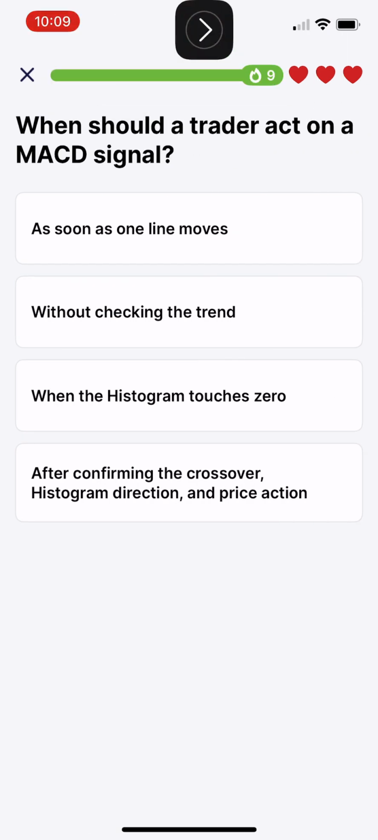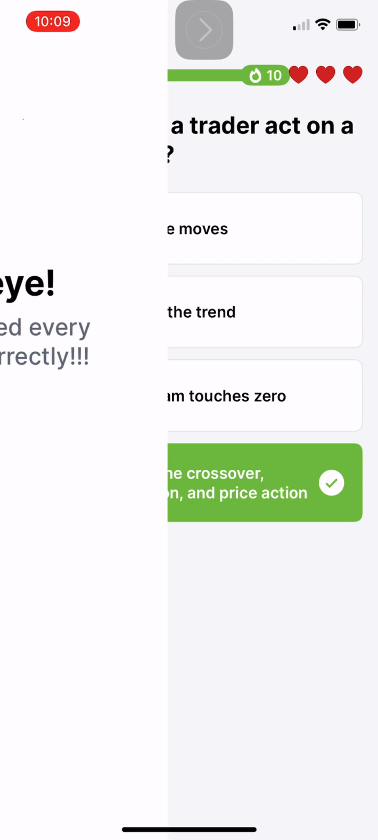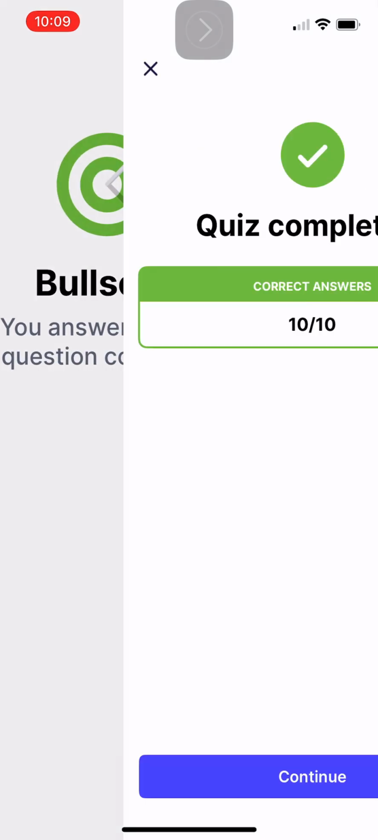Nine. When should a trader act on an MACD signal? As soon as one line moves, without checking the trend. When the histogram touches zero. After confirming the crossover, histogram direction, and price action.